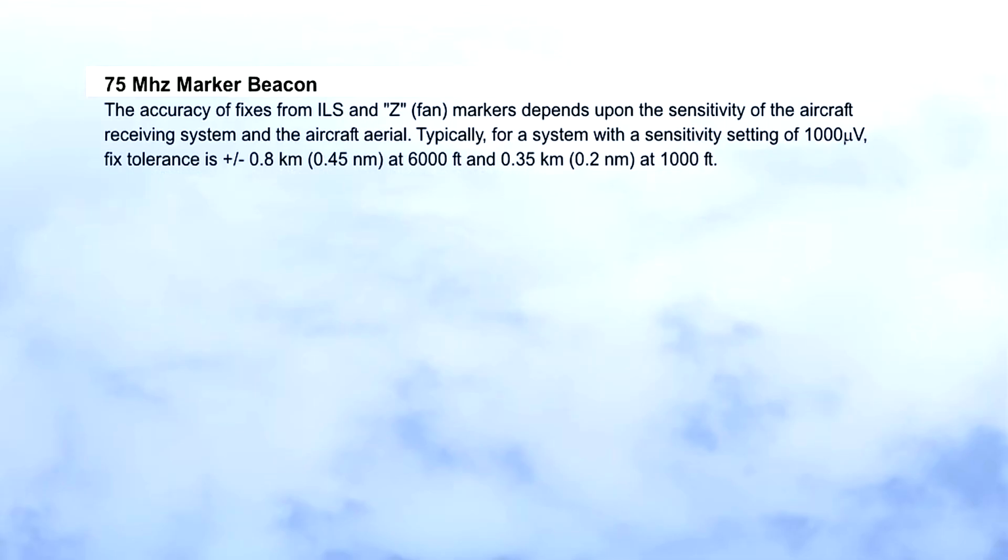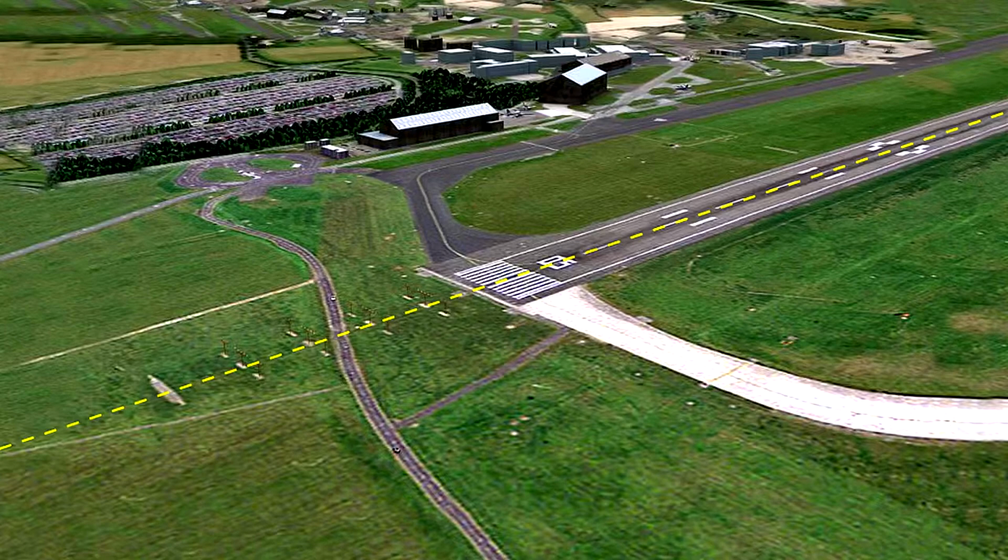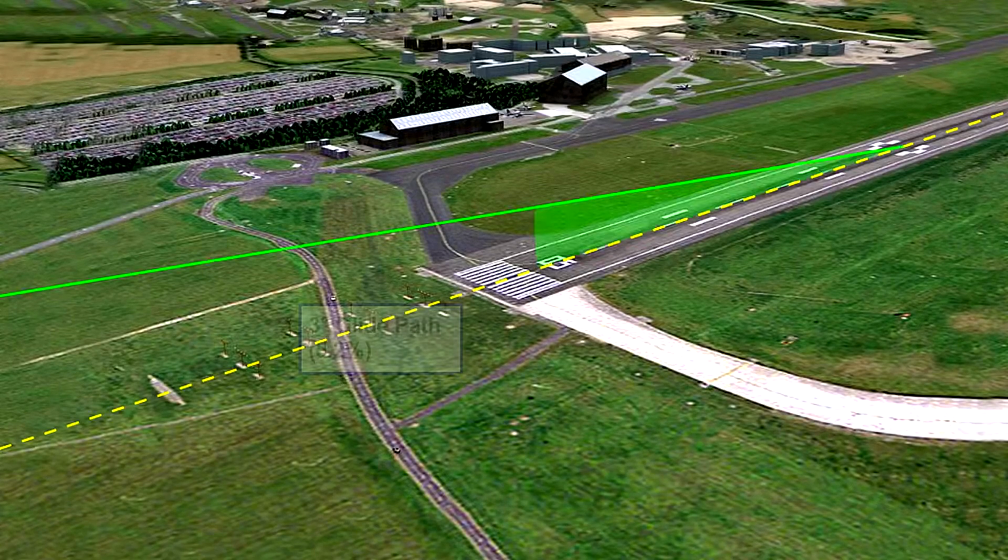Most procedures require you to track overhead a position. This may be at the beginning of a procedure or used to define a point along it. Unfortunately, most of the facilities used to do this are designed to provide accurate track guidance rather than position or fix information. The tolerances shown here are important for you to know.